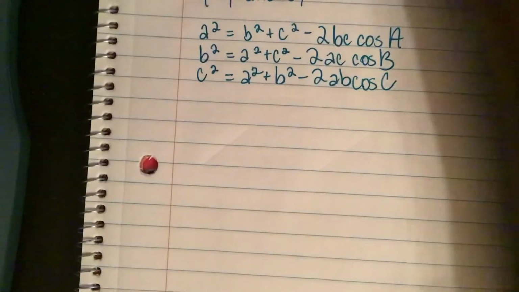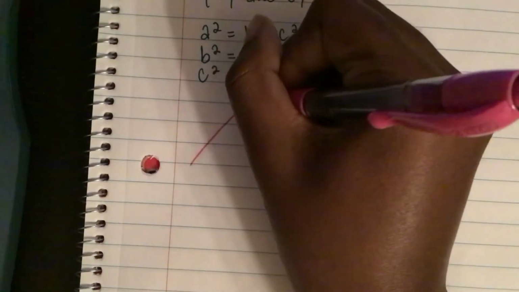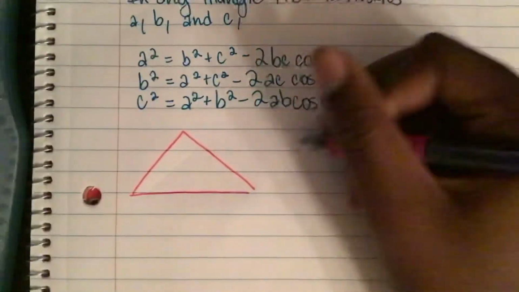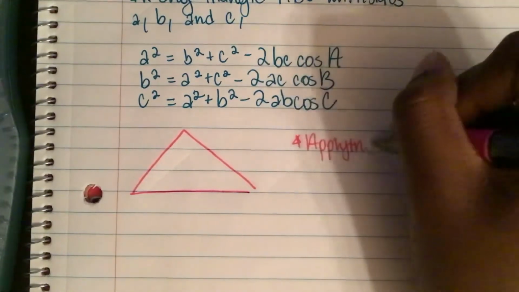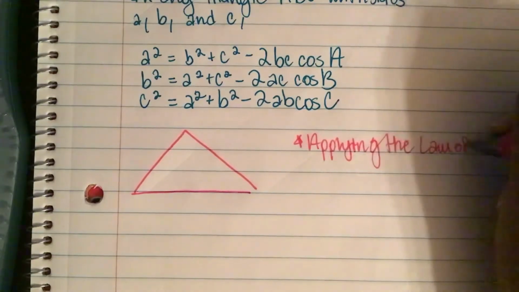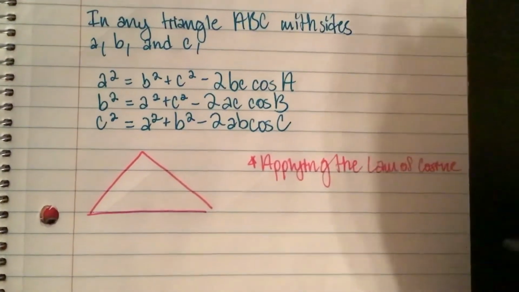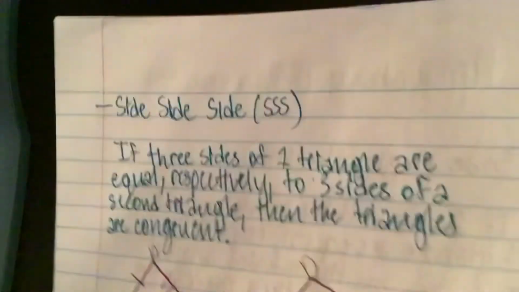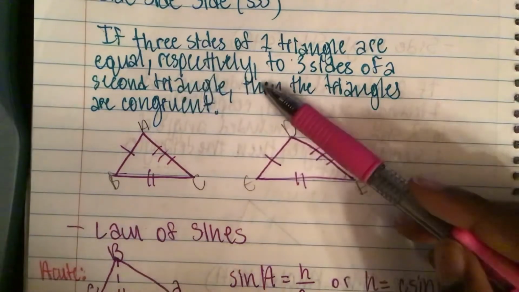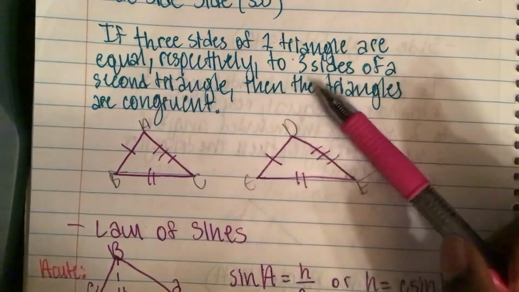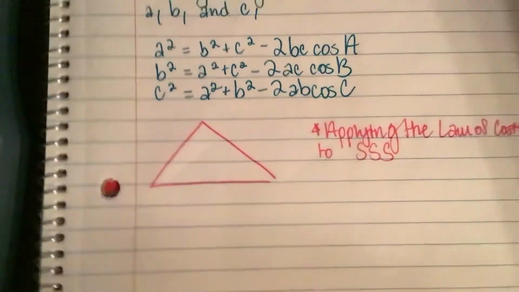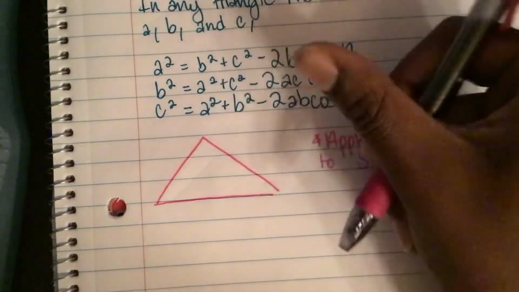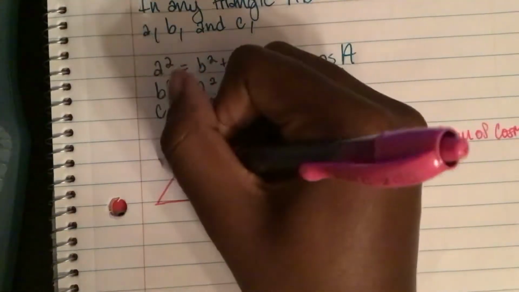So I'm drawing a triangle here, and I'm going to write: applying the law of cosines to side, side, side. Remember what we talked about: in side, side, side, if three sides of one triangle are equal, respectively, to three sides of a second triangle, then the triangles are congruent. So that means that in our problem here, we are only going to be given the side measures. So ACB, then this is A, C, and B.